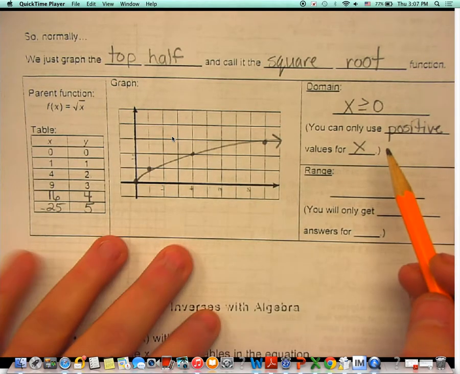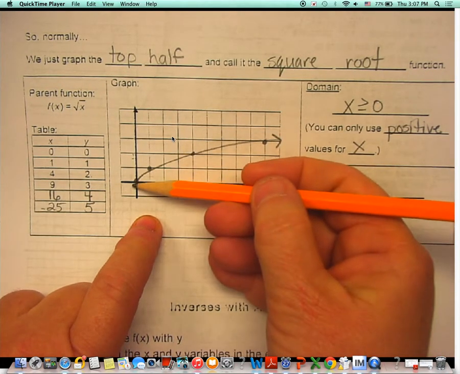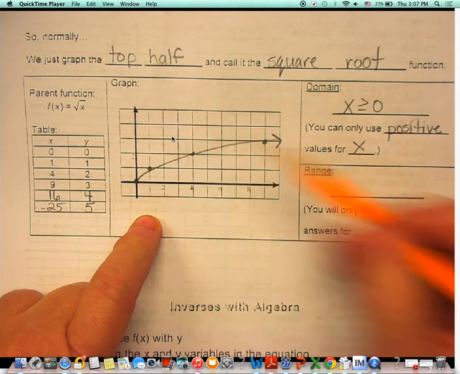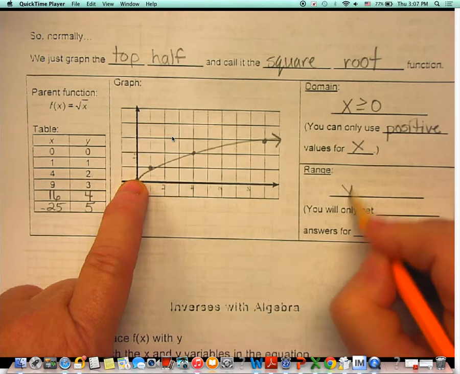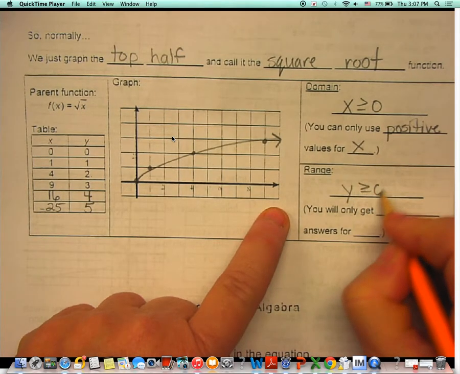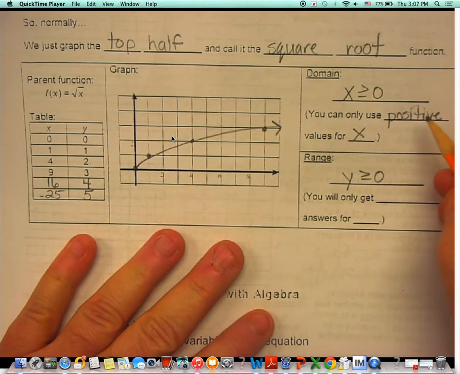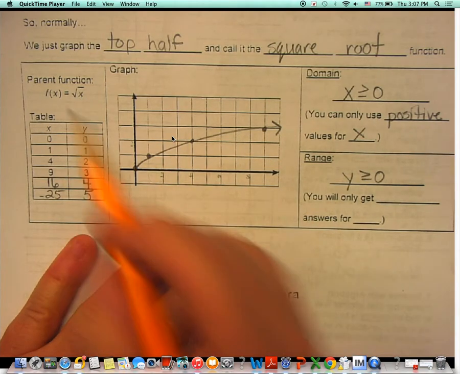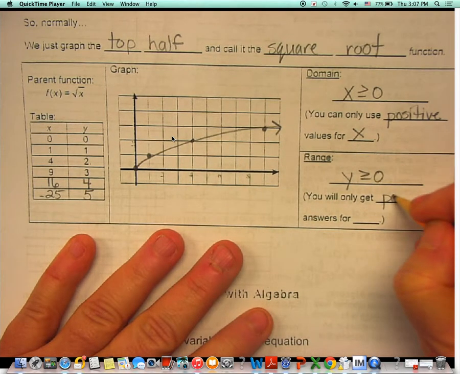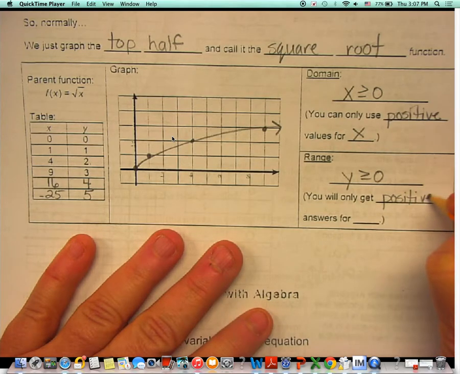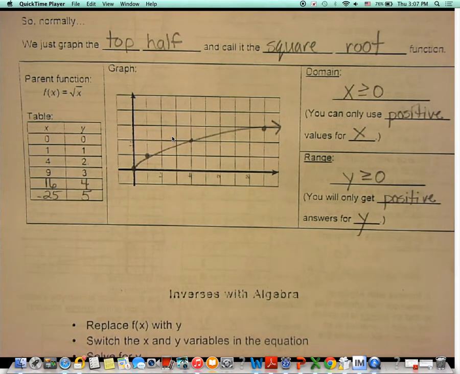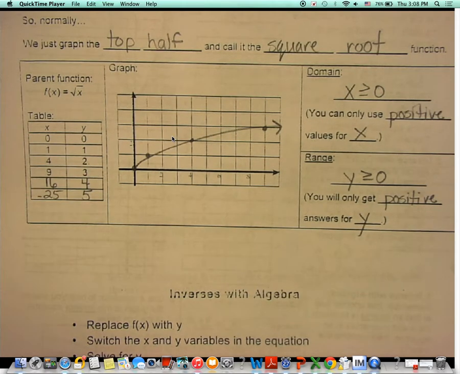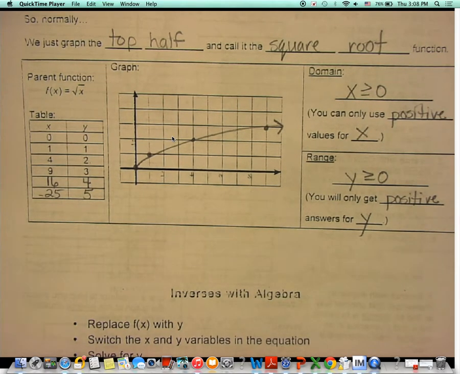Okay. What about the range? Where does the y start? 0, and it goes up or down? Up. So y is greater than or equal to 0. And if you only put positive numbers in here, then you're only going to get positive numbers out. So you will only get positive answers for y. And that's just for the parent function. When you transform them, move them and everything, then it changes the domain and range some.